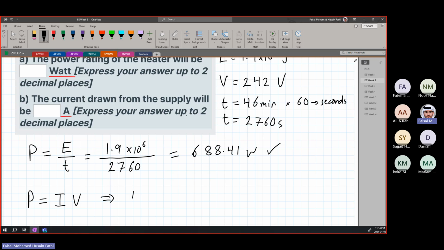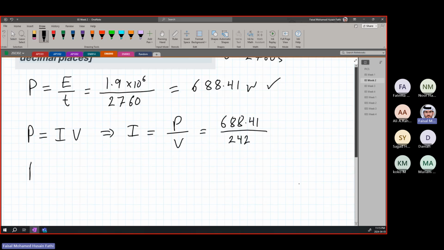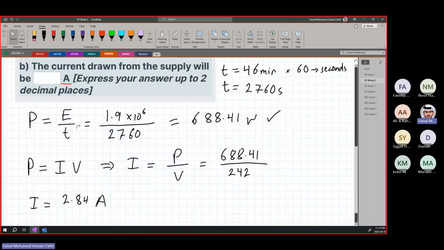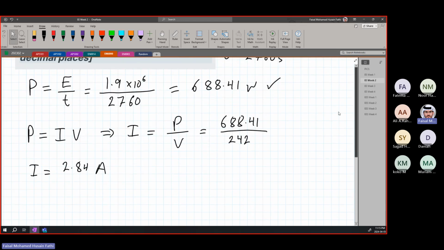So if we want to find the current, it is simply power over voltage, which equals 688.41 over the voltage, given as 242 volts. Put it in the calculator and the current is 2.84 amperes. This is how you will always be using the relations. This is a very basic question. You have to always understand these equations so you know how to apply them. You need to know how to relate current with voltage with power, and which equations you need to use. That is the whole trick.